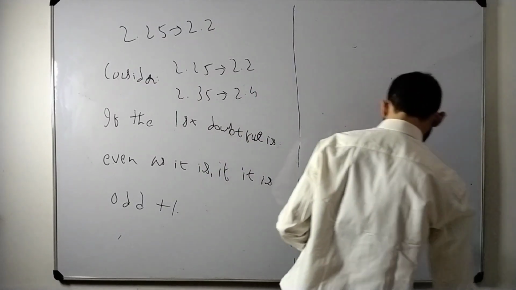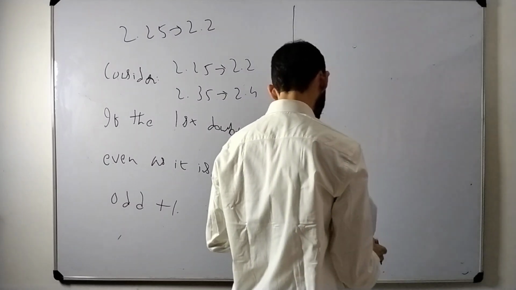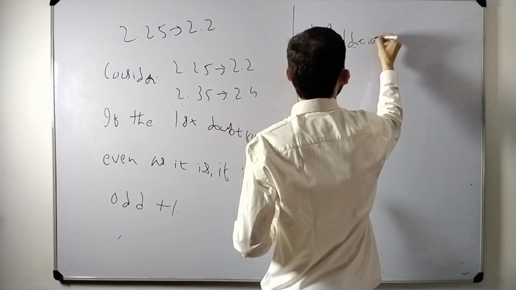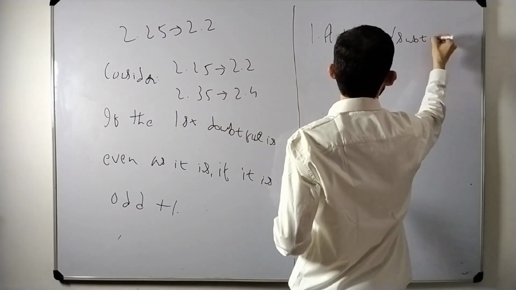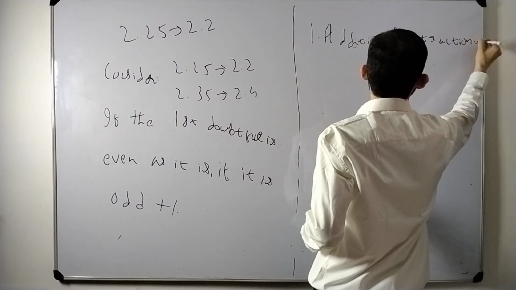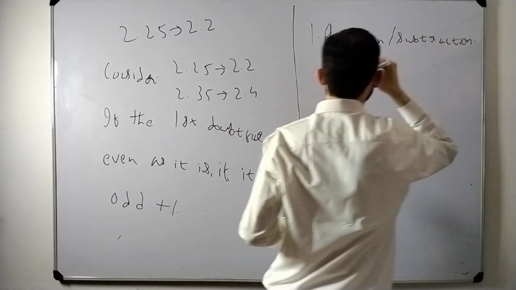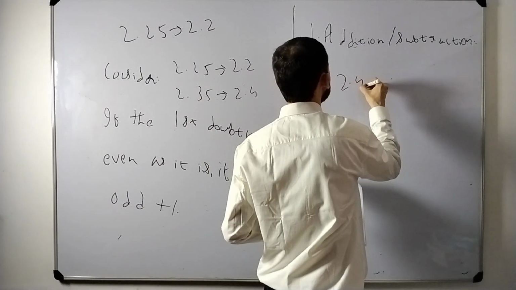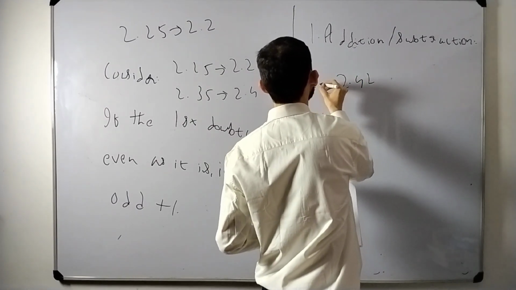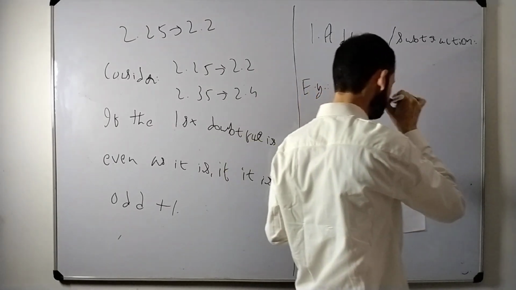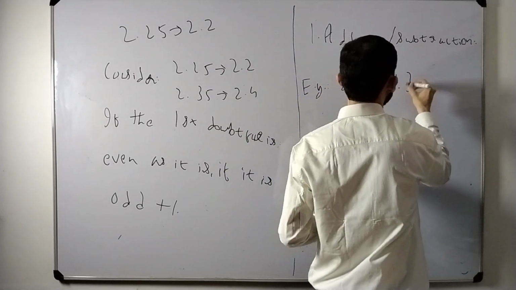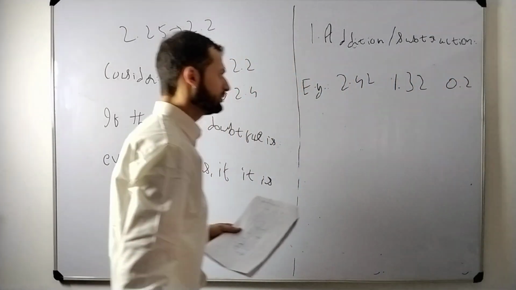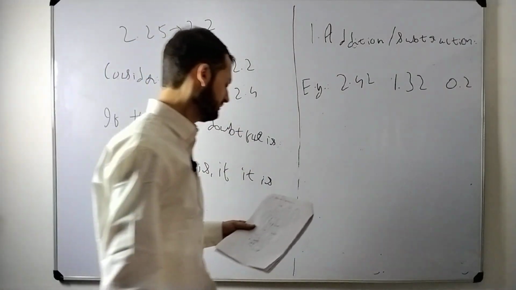So there's not much rules in it. First is addition, subtraction. Addition, subtraction. This is the example: 2.42, 1.32, 0.2. These are numbers we have taken.